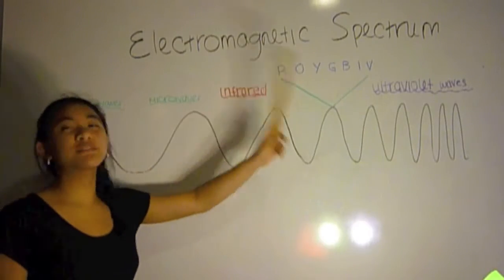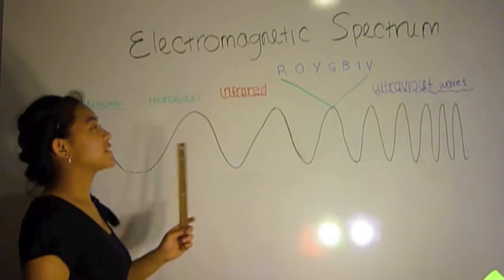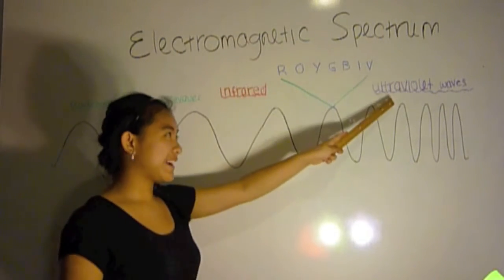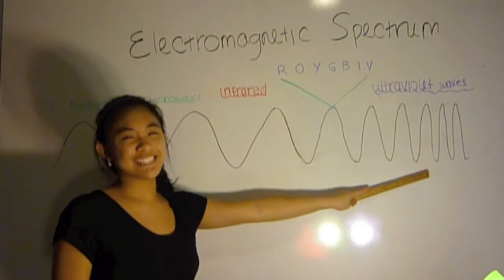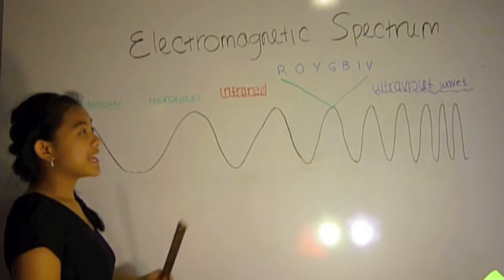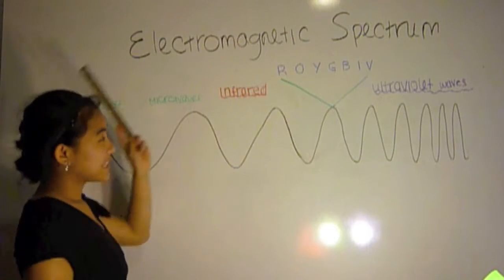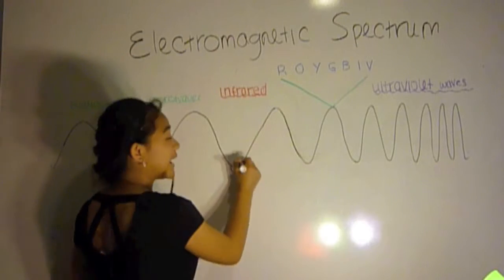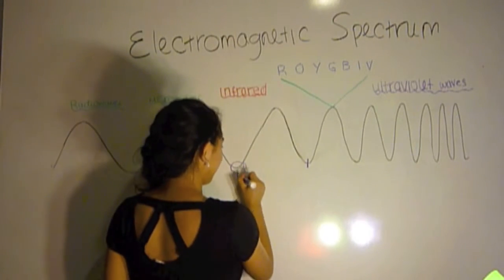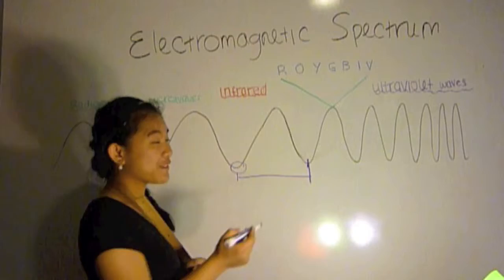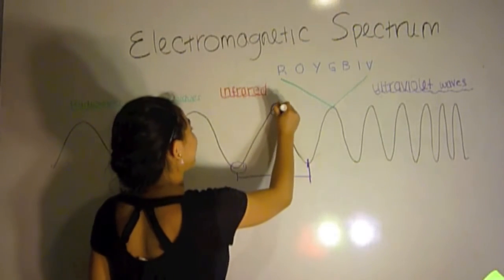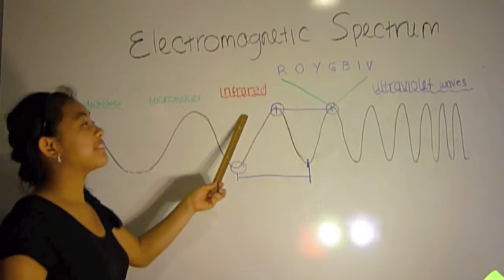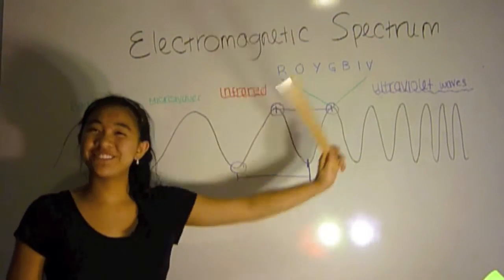The electromagnetic spectrum is a continuous spectrum of all the frequencies of electromagnetic radiation. As we shift from radio waves to ultraviolet waves, we can see that the frequency increases. Frequency is the number of waves per time. Ultraviolet waves also have a shorter wavelength than infrared waves. A wavelength is the distance from one trough, which is the bottom of the wave, to the other trough, or from one crest, which is at the top of the wave, to another crest. In addition, infrared waves have a lesser amount of energy than ultraviolet waves.